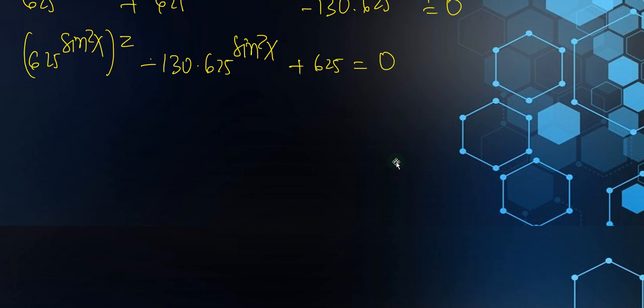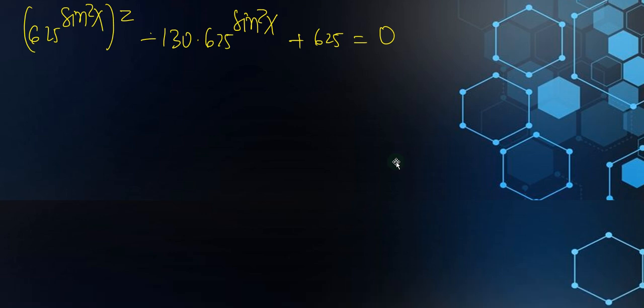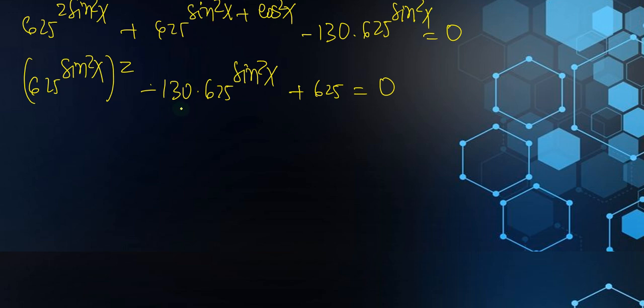As I'm solving this problem without using substitution, guys, it means that here I'm going to write this one differently. So this is 6 to 5 sine square x.